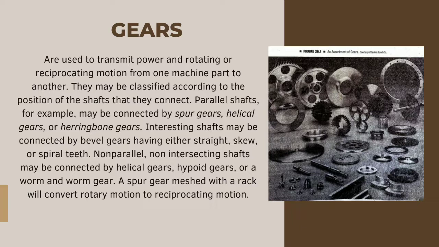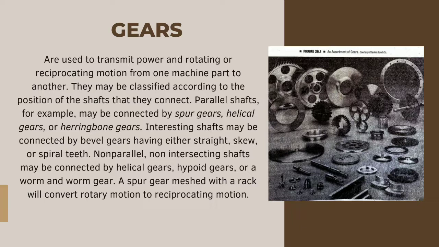Parallel shafts, for example, may be connected by spur gears, helical gears, or herringbone gears. Intersecting shafts may be connected by bevel gears having either straight, skew, or spiral teeth. Non-parallel, non-intersecting shafts may be connected by helical gears, hypoid gears, or a worm and a worm gear.